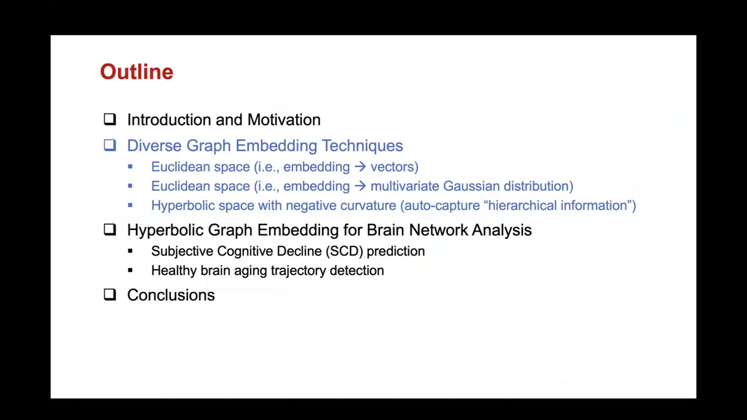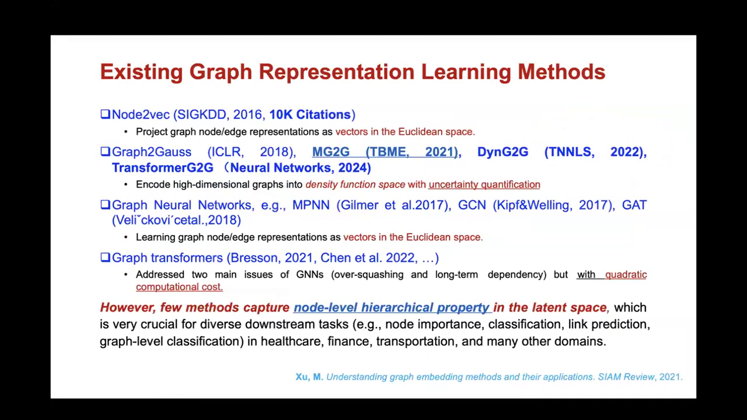Next I will introduce some different graph embedding techniques that we can use for human brain network embedding. The first are the existing graph representation learning methods starting from 2016. Node2vec is motivated by word2vec and was proposed by a Stanford group. They can project the graph node representation as low dimensional vectors in the Euclidean space.